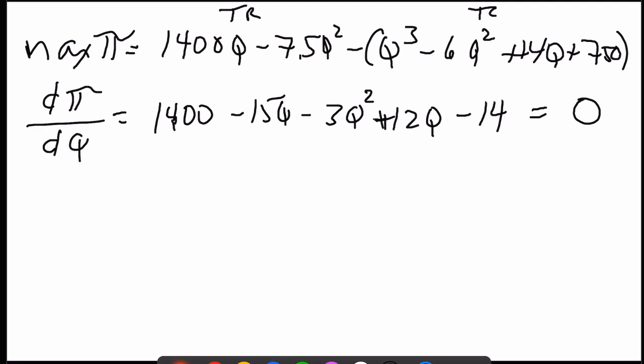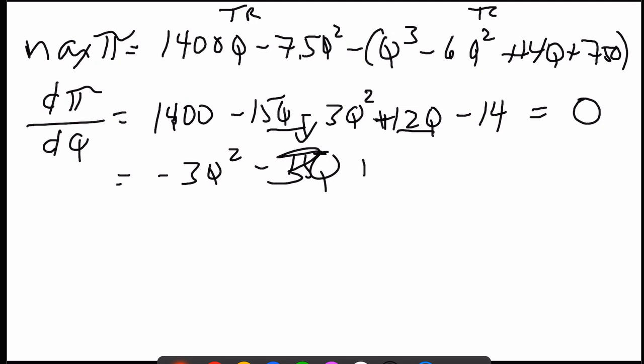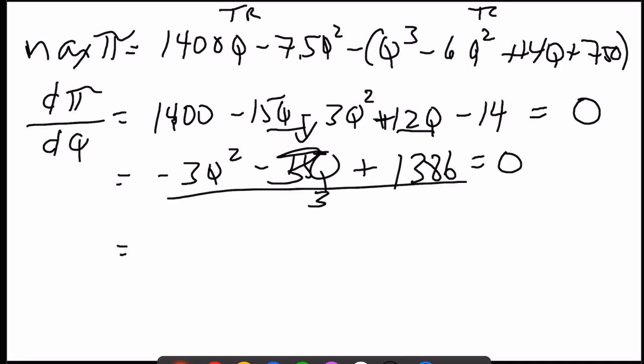So now we clean this whole thing up. We get minus 3Q squared minus 3Q minus 15 plus 12 is a minus 3 plus 1386 equals 0. I can divide this whole thing by 3. So I get minus Q squared minus Q plus 462 equals 0.